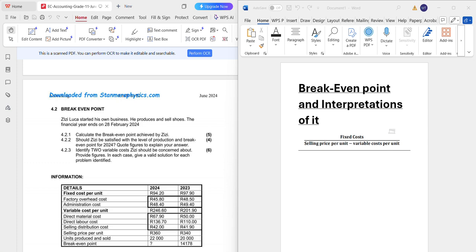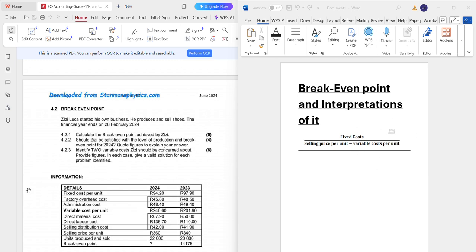We're going to do the calculations and interpretations of break-even point. I have explained the term break-even point. So we have 4.2.1, which says calculate the break-even point achieved by ZZ. The formula for break-even point says total fixed costs divided by the selling price per unit minus variable costs per unit.